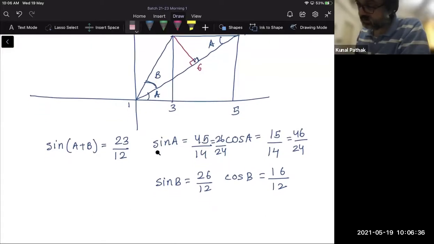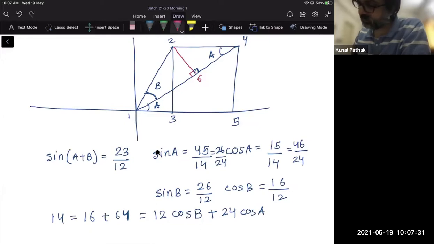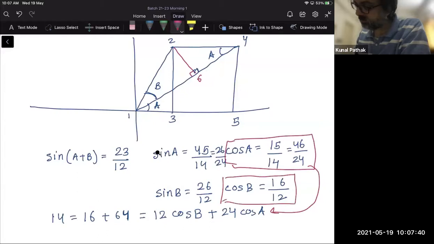The first thing I see is that one, four is equal to one, six plus six, four. Okay? And this is equal to, one, six from here is equal to one, two cosine B, plus six, four is equal to two, four cosine A. Okay, from this guy we get this relation, and from this guy we get this relation.